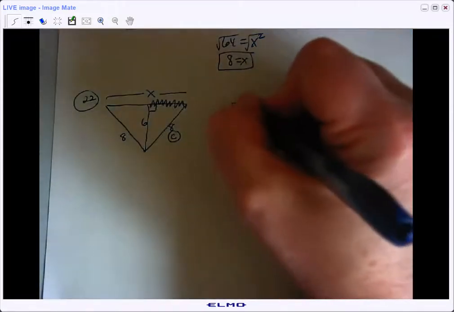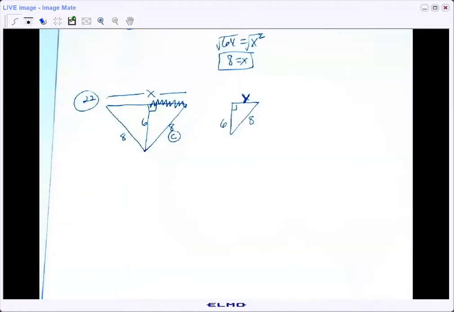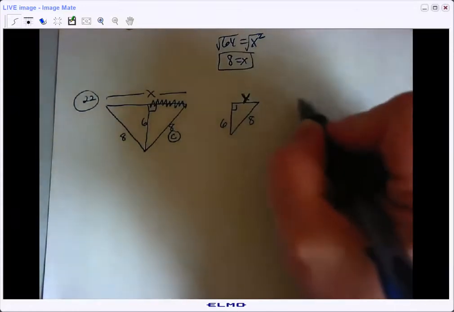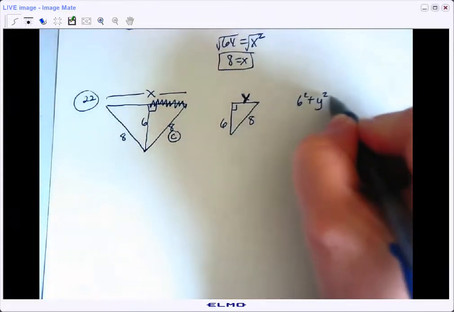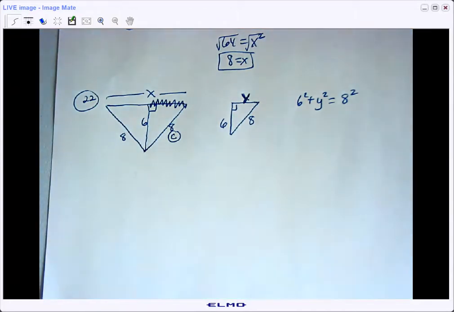So let me call that Y, actually, because I don't want to get it confused with my other X. Okay, so I've got 6 squared plus Y squared equals 8 squared. Okay, so go ahead and solve that. Put your answer in the chat box. What do you get for Y?